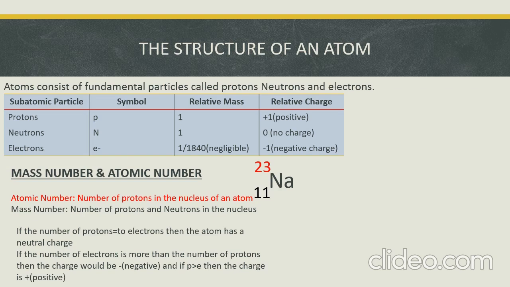Now, if the number of protons is equal to the number of electrons, then the atom has a neutral charge. It is not an ion. But if the number of electrons is more than the number of protons, then the charge would be negative. It's a negative ion. If the number of protons is more than the number of electrons, then the charge is positive, a positive ion. You might be familiar with this, it's GCSE stuff.